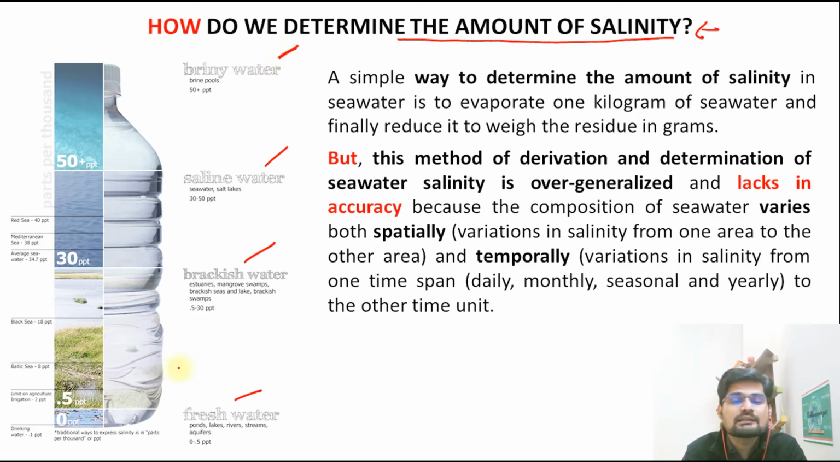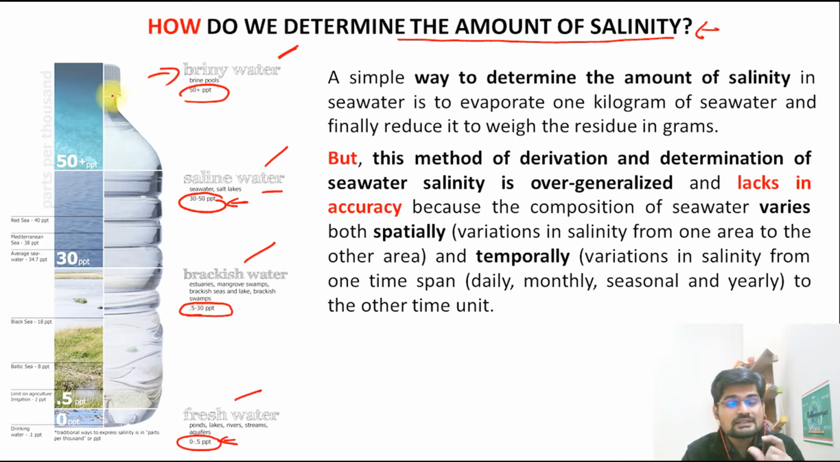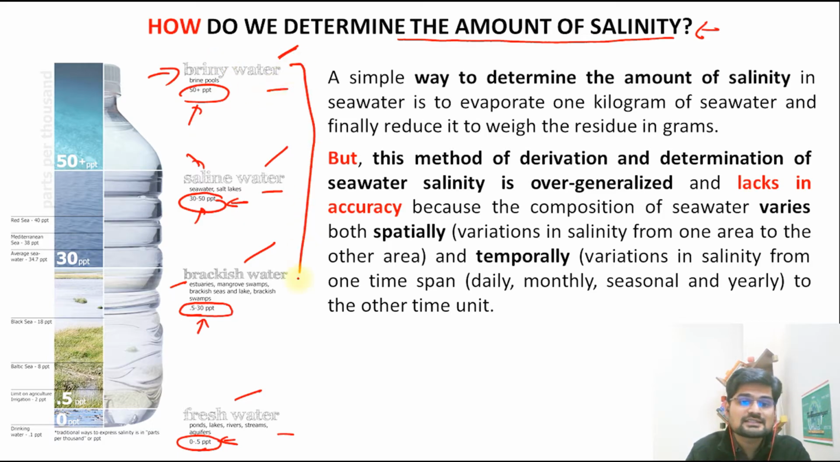Now remember, we just learnt about the parts per thousand ppt values. So fresh water ppt value is 0 to 0.5 ppt, parts per thousand, right? Brackish water is 0.5 to 30 ppt, saline water is 30 to 50 ppt, and if it is more than 50, then it is called briny water. So remember this classification on the basis of the dissolved salts in parts per thousand. 0.5 is the limit for fresh water. So 0 to 0.5 for fresh water, 0.5 to 30 ppt is brackish water, then saline water is between 30 to 50, and above 50 is briny water. So this is the classification.